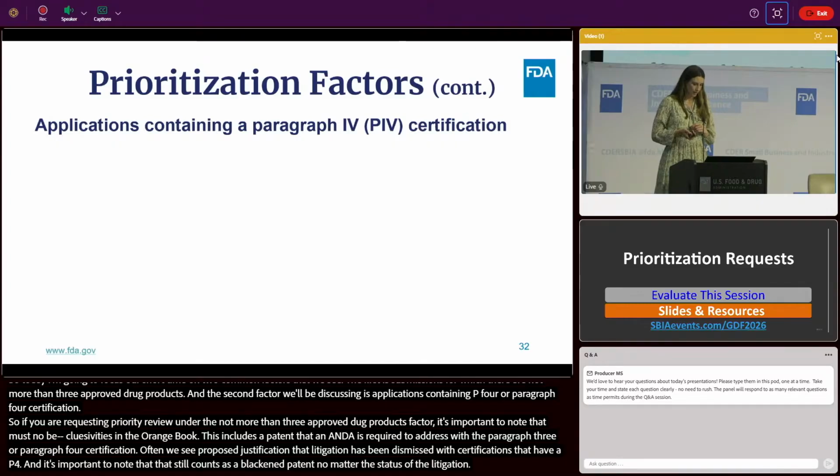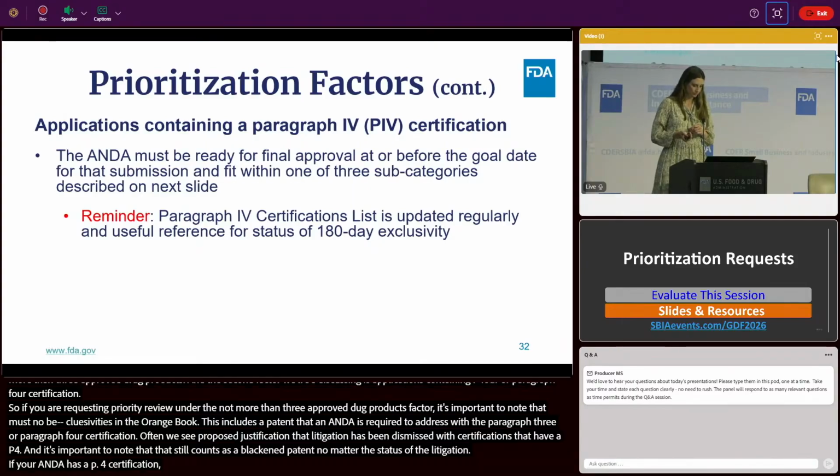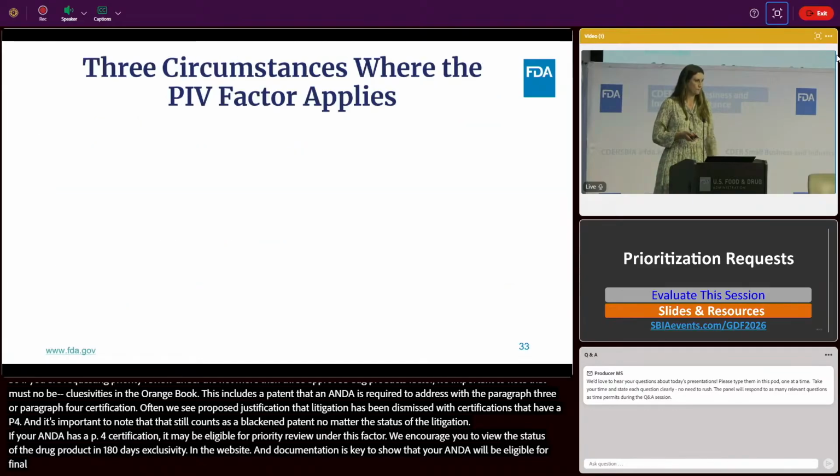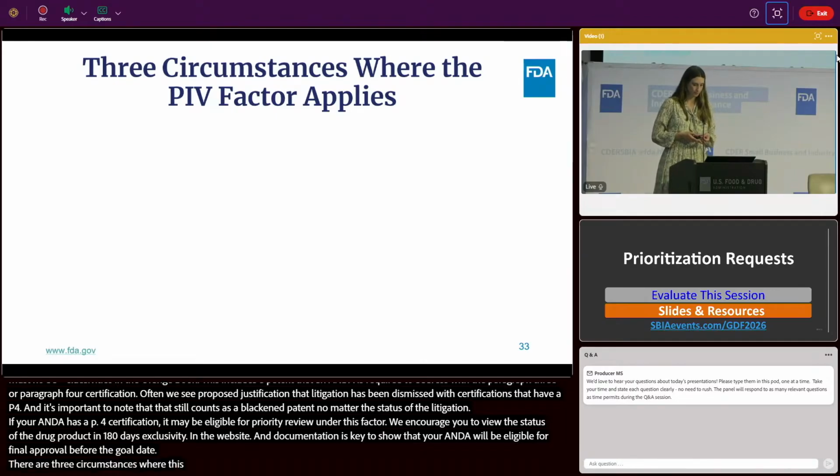If your ANDA has a paragraph 4 or P4 certification, it may be eligible for priority review under this factor. We encourage you to view the status of the drug product and 180-day exclusivity on the paragraph 4 website. And documentation is really key here to show that your ANDA will be eligible for final approval before the goal date. There's 3 circumstances where this factor applies that's important to understand and use in your documentation for this request, depending on the status that's listed on the P4 website of 180-day.